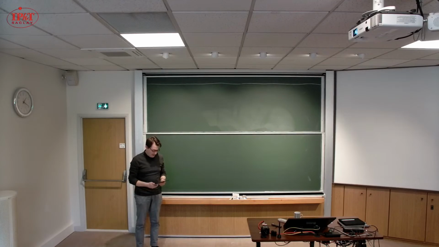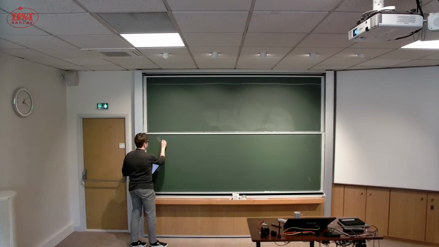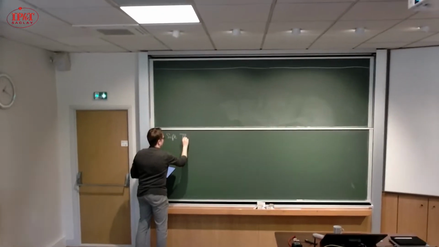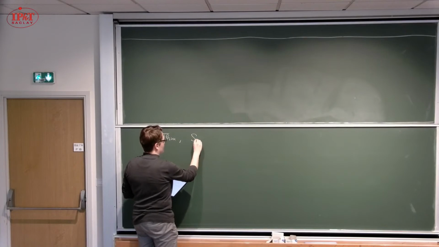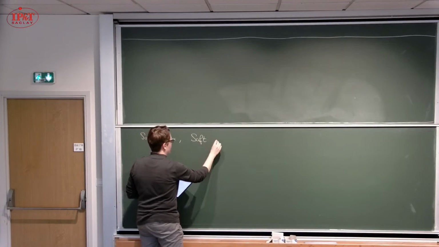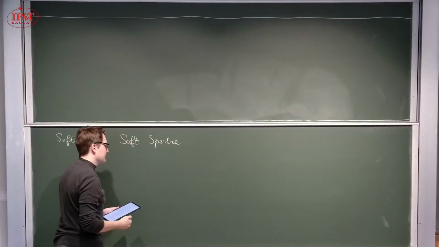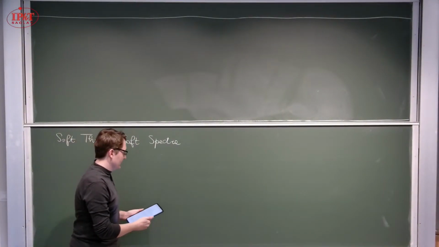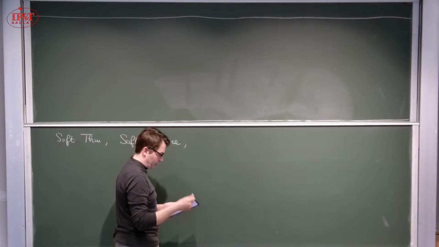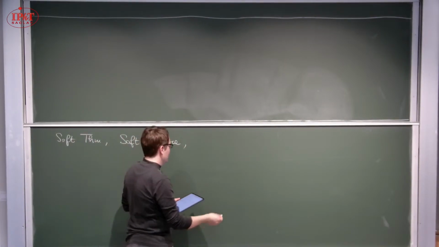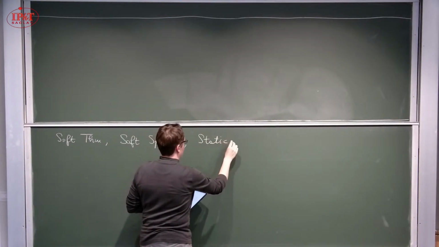So the idea for today is to talk a bit about soft theorems and how to use them to deduce properties of gravitational waves in low frequency regimes, so soft spectra. Particularly, we will discuss the energy emission spectrum and the contribution to the angular momentum loss that come from low frequency, or more precisely from zero frequency mode, and so static mode, or zero frequency.